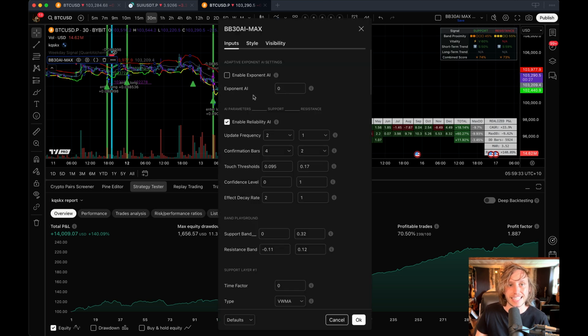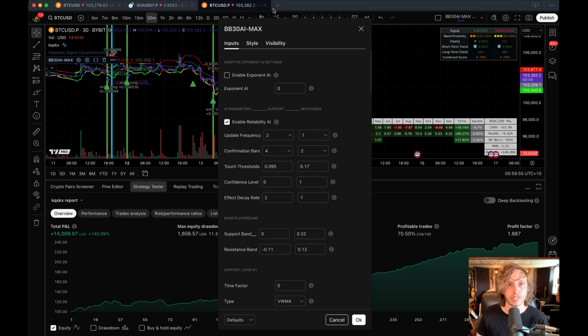Let's first look at the AI part of the tool, the indicator. Right now it's disabled, so no matter what I put in here, it won't matter. What this specific section does is, when I change time frames, it allows me to dial in the indicator a little bit more to that time frame.